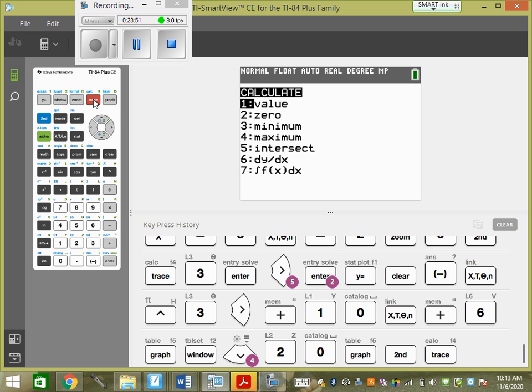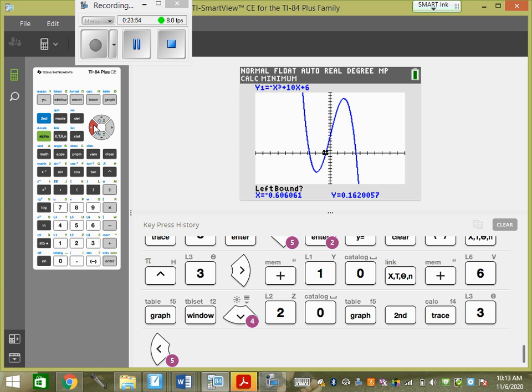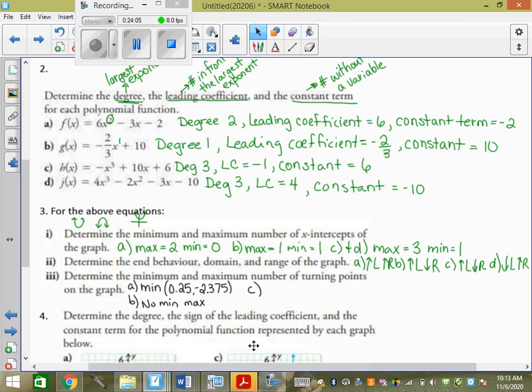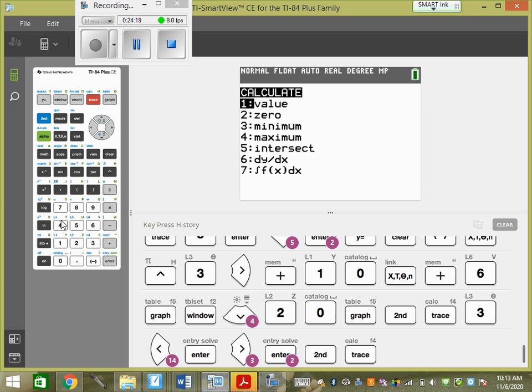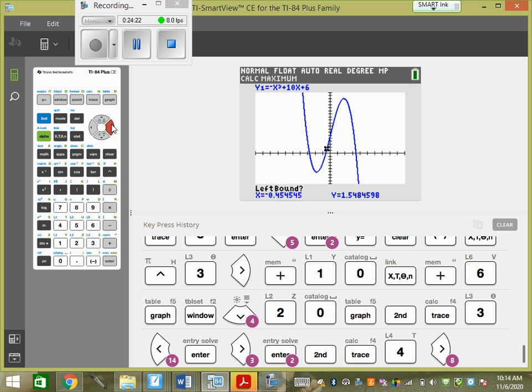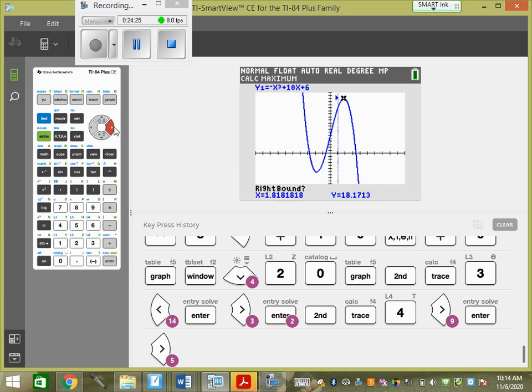So I go second, trace minimum first. I need to be on the left side of the minimum. Enter, then the right side. Enter, enter. So I get negative 1.8 and negative 6.2. And then the maximum. Second, trace max. Need to be on the left side of the maximum. Enter, right side. Enter, enter. And I get 1.8 and 18.2.